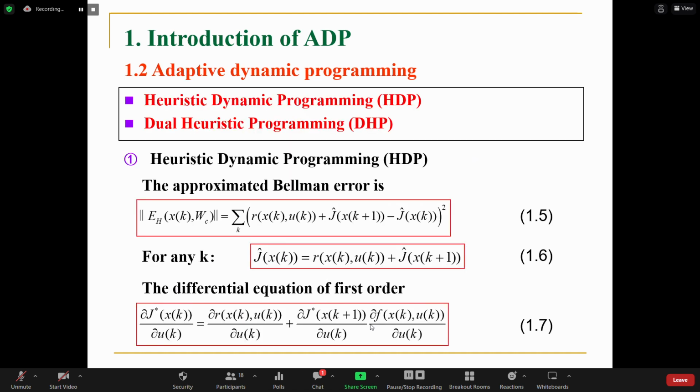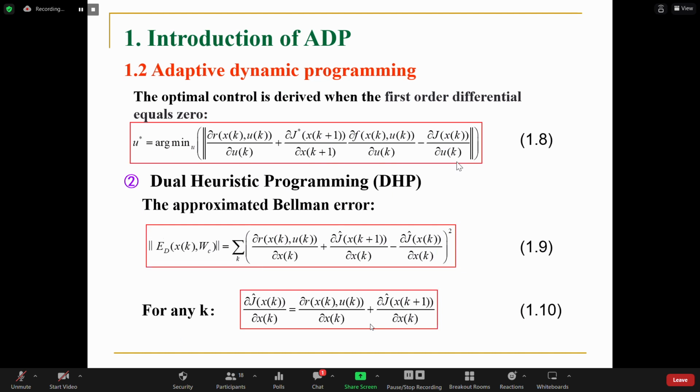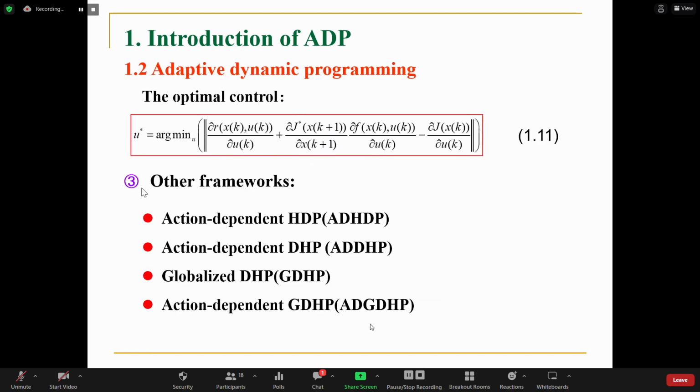Here, we give some ADP methods of different frameworks. They are heuristic dynamic programming, dual heuristic programming, and some other frameworks. They are action-dependent HDP, action-dependent DHP, globalized DHP, action-dependent GDHP.